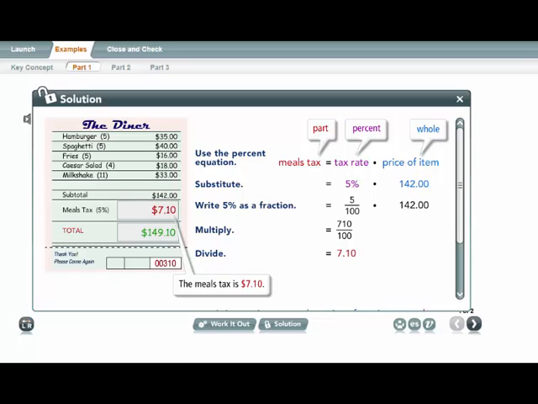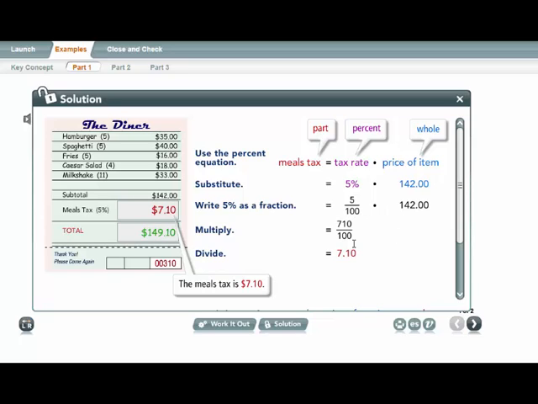Okay, so here's the answer. We see that $142 is what they decided the subtotal was. 5% is the tax rate. So when they did the multiplication, and they're showing here as a fraction, remember we also talked about how in your calculator you can set that up as 0.05. So either way, this is the same thing.